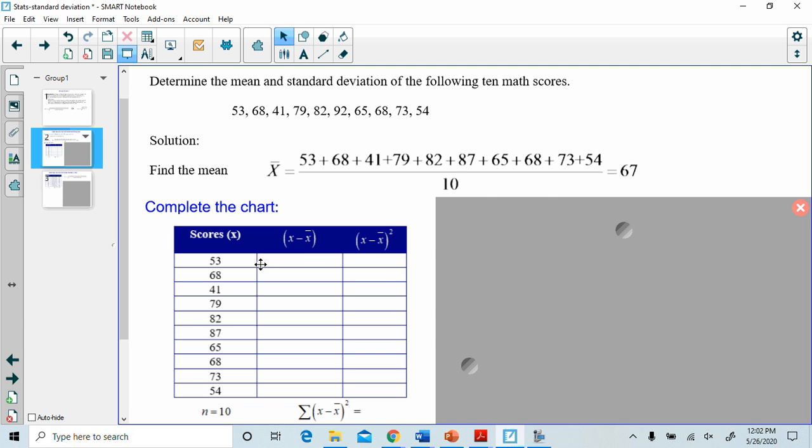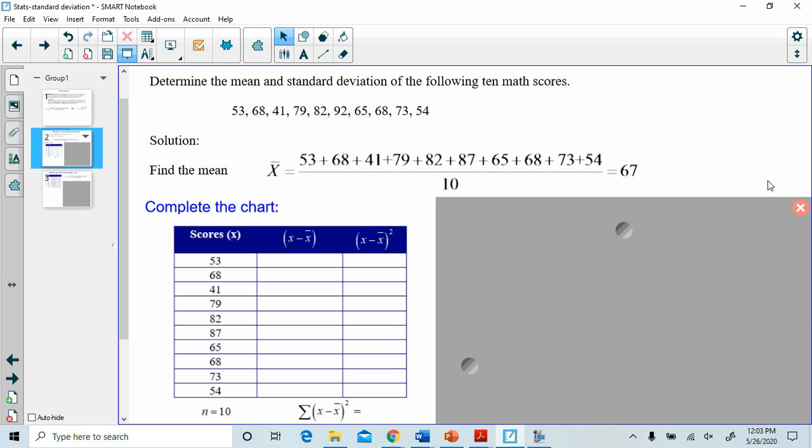You're going to go 53 minus your mean, in this case 67, and then you'll get a value here. So that value will be negative 14. And then all you're going to do is take that and square it. So you should have negative 14 squared, which is 196. Okay, so then you're going to go through and do that. Please take a minute, pause the video if you need to, and complete this chart.